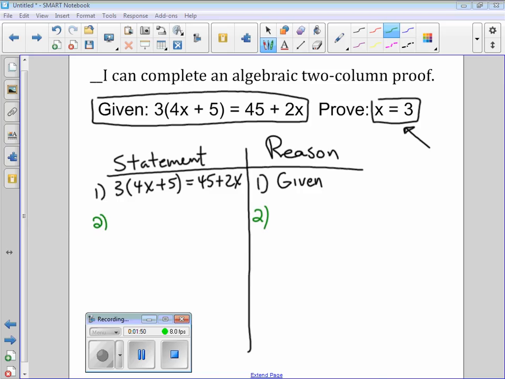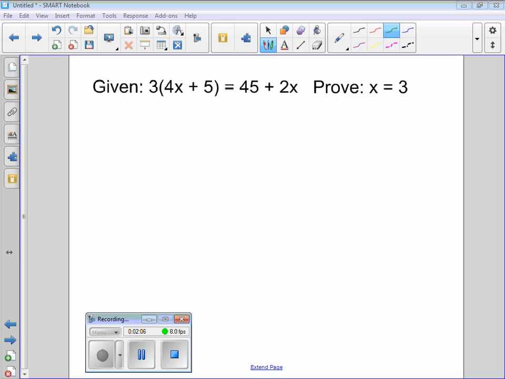Now, I would always tell my students, before you try to run a two-column proof, make sure you understand: is this thing actually provable? Does x equal 3 if that given thing is true? So before we go any further, I want to make sure in my mind that that is true. Let's quickly run down through this and see if algebraically this will equal x equals 3.